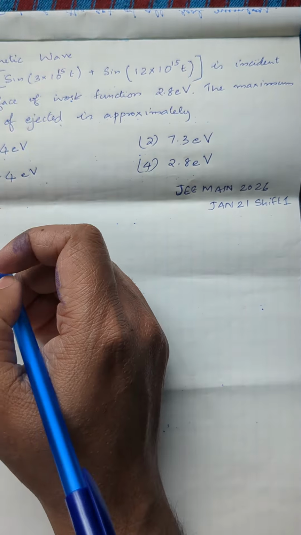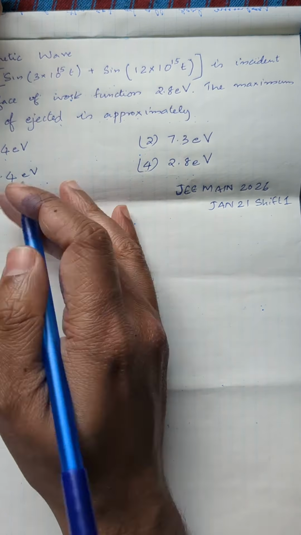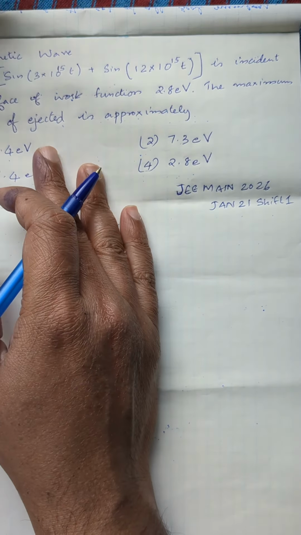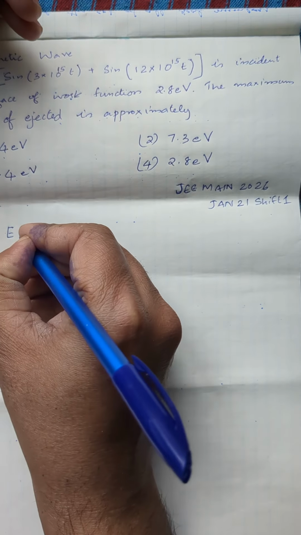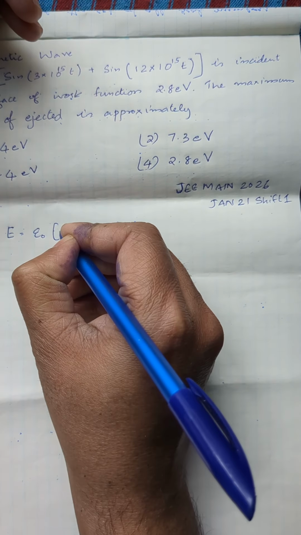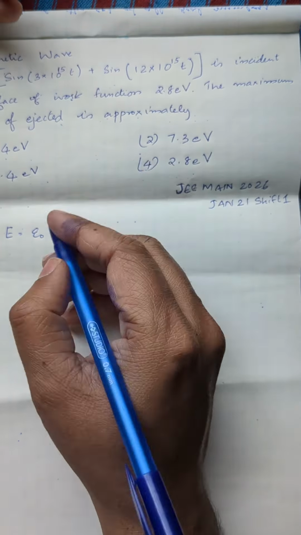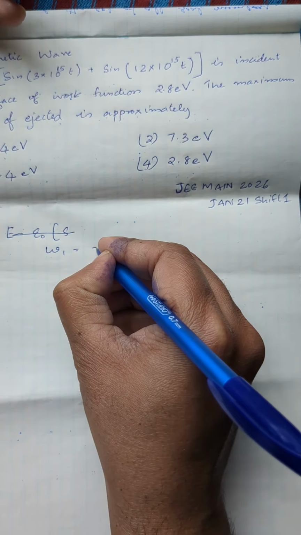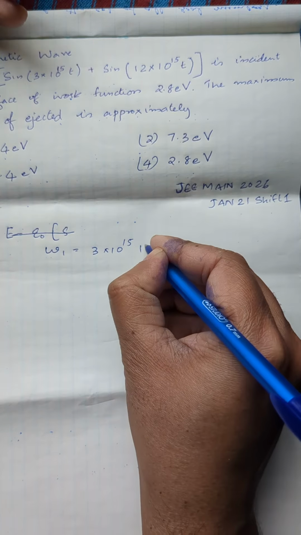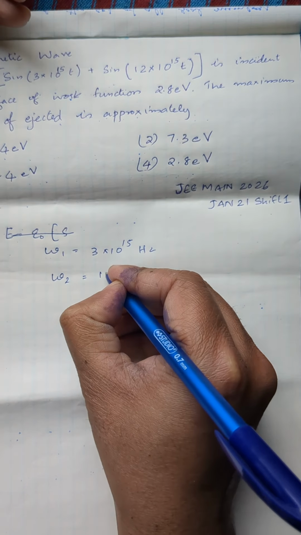Hi, this is the question from JEE Main 2026, Shift 1, held on January 21. In this question, E is equal to epsilon 0 times sine omega 1 t plus sine omega 2 t. So there are two omegas here. One is omega 1, which is equal to 3 into 10 raised to 15 hertz, and the other one is omega 2, which is 12 into 10 raised to 15 hertz.